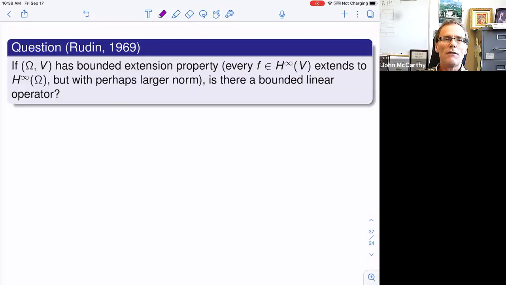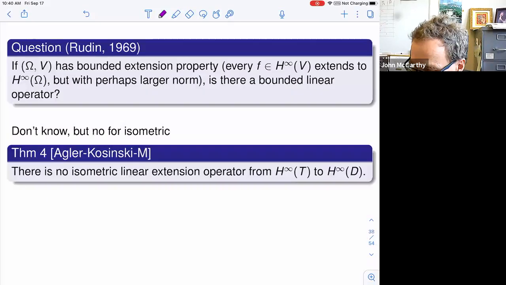So he asked, if you can do this, can you always do it with a linear operator? And to the best of my knowledge, this question is still unanswered. But if you ask for the isometric version of this, then the answer is no.